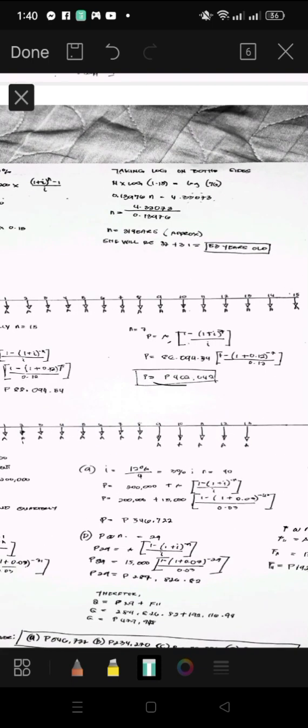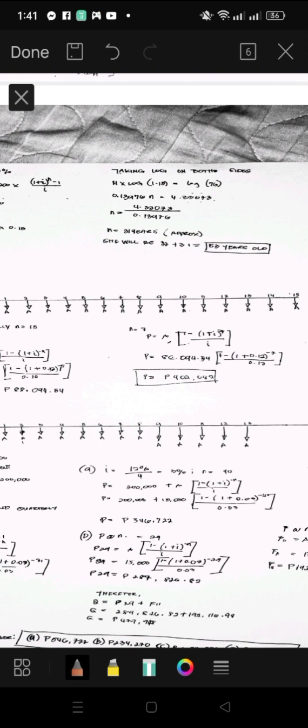So our i is equal to 12% over 4, which is equal to 3%, and n is equal to 40. So our solution is P equal to 200,000 plus A times the quantity of 1 minus 1 plus i raised to the power of negative n, over i.